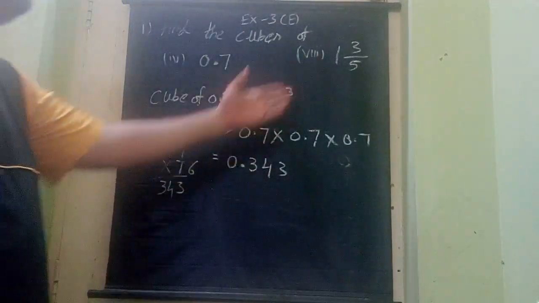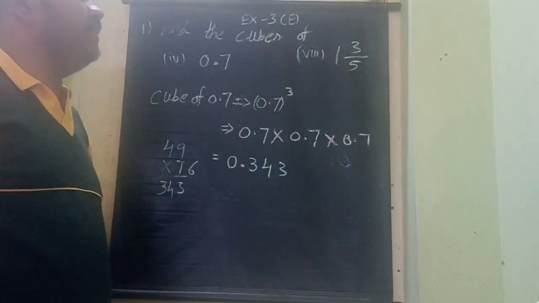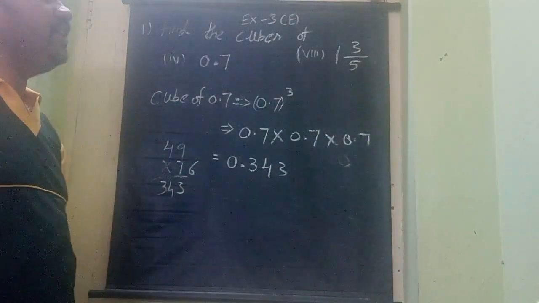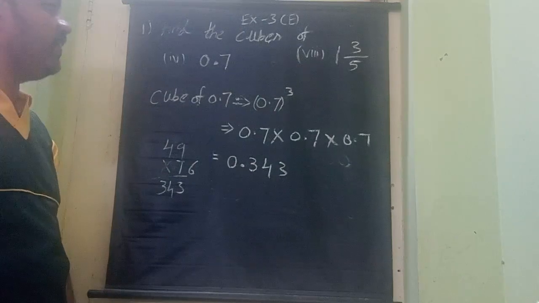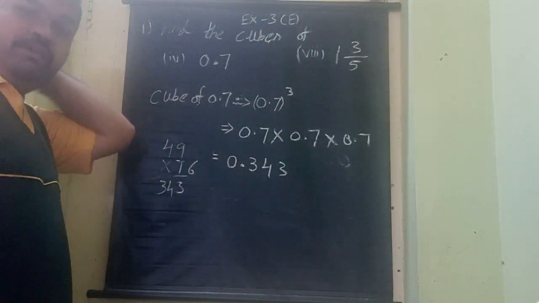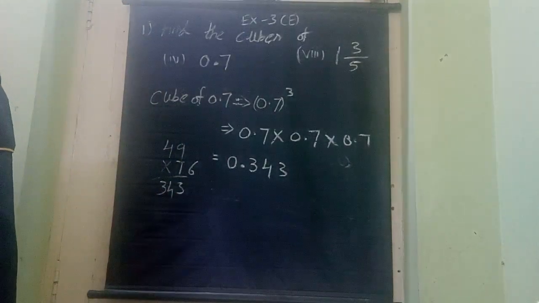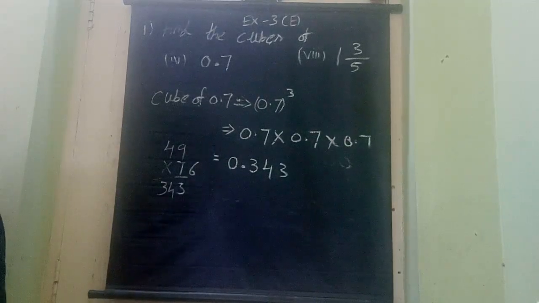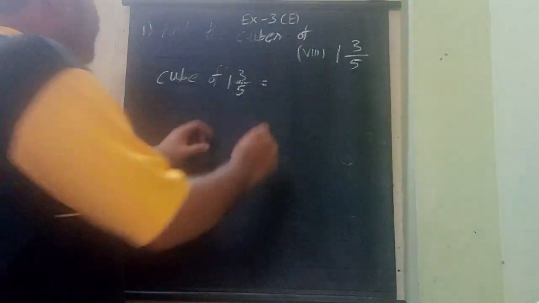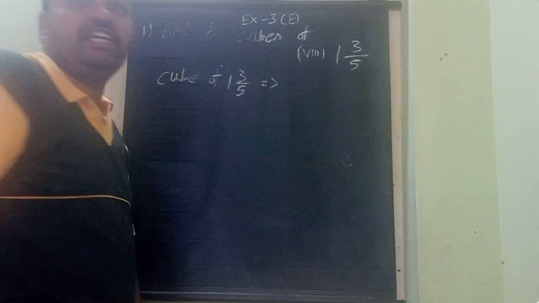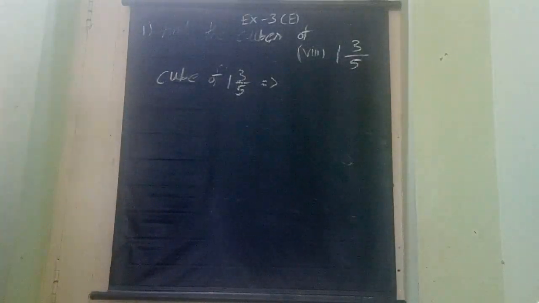And the next sum is given in mixed fraction form, 1 3 by 5. So we have to change this mixed fraction into an improper fraction and find the cube. See that sum. Here the given sum is the cube of 1 3 by 5.